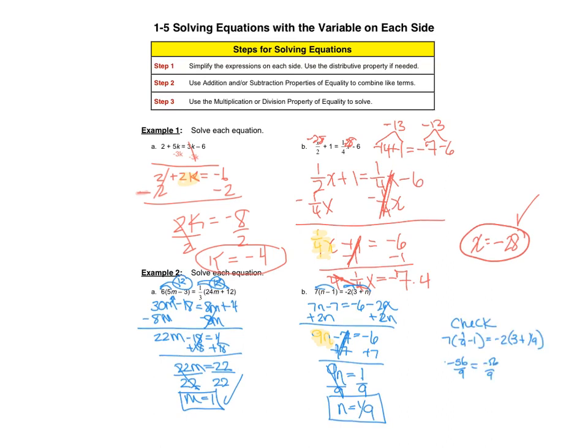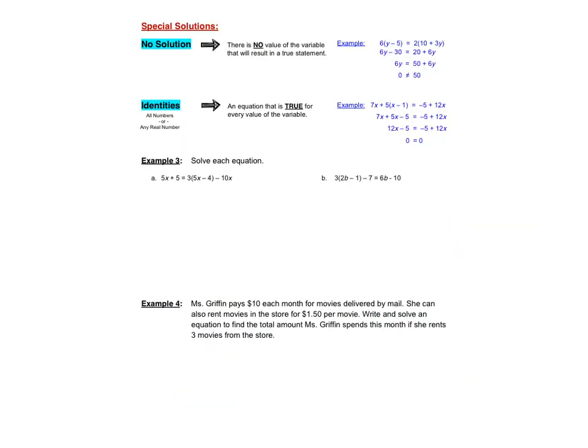You can still check your work on this one. I did so on the right-hand side, and I got negative 56 over 9 equals negative 56 over 9. So it's correct. Okay, now there are times when we're solving these equations, and when I bring the variables to the same side, the variable actually disappears. So when that happens, if your remaining statement is false, you're going to get no solution. If the remaining statement is true, you're going to get all real numbers.